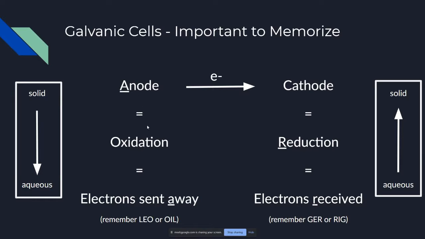So anode is going to be your oxidation, and usually I memorize that because they both start with vowels. And also you can think of the electrons are sent away, and so that A here matches up with the anode. And this is where the solid becomes aqueous. And then the electrons flow from the anode to the cathode, so they flow away from the anode into the cathode. And what you can memorize here is that they both start with consonants, the cathode and reduction, and also electrons are being received, so those R's match up. And if you remember Leo goes grr in oil rig, that might help you memorize it as well.